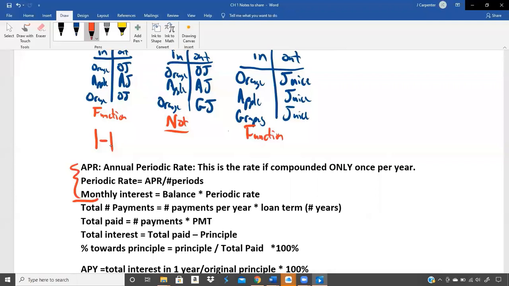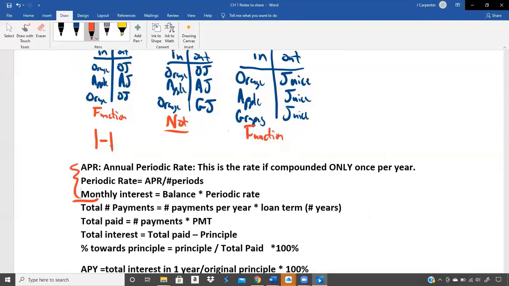Let's say you're paying your house off monthly and you've got a 30-year mortgage, which is the most common. Well, there's 12 months in a year times 30 years. That would be 360 payments that you're going to make on your house. If you get a 5-year car loan, 12 times 5 would be 60, assuming you're paying your car monthly.